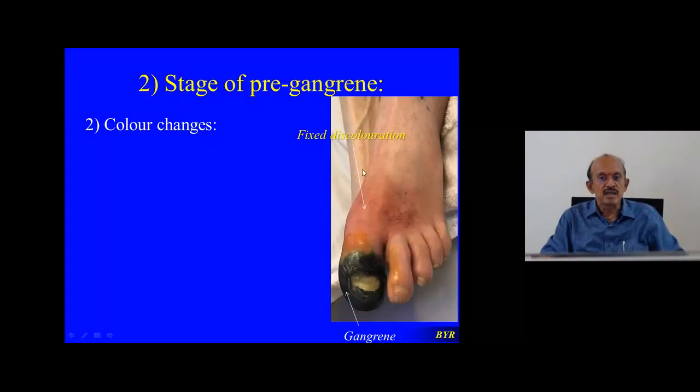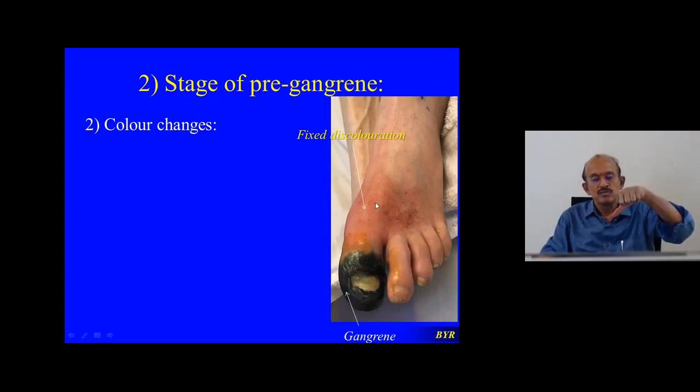And that causes this red discoloration. If it is due to inflammation and vasodilatation, if you press it with your thumb and leave the thumb, you will see blanching because the dilated vessels are being compressed. So you will see blanching.